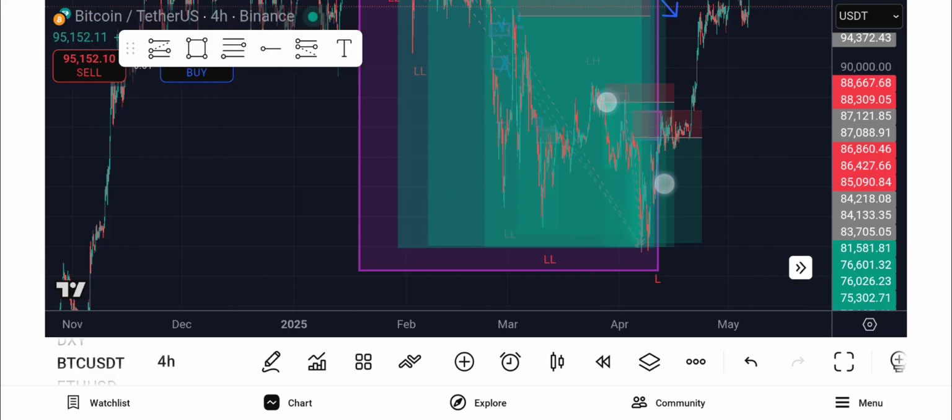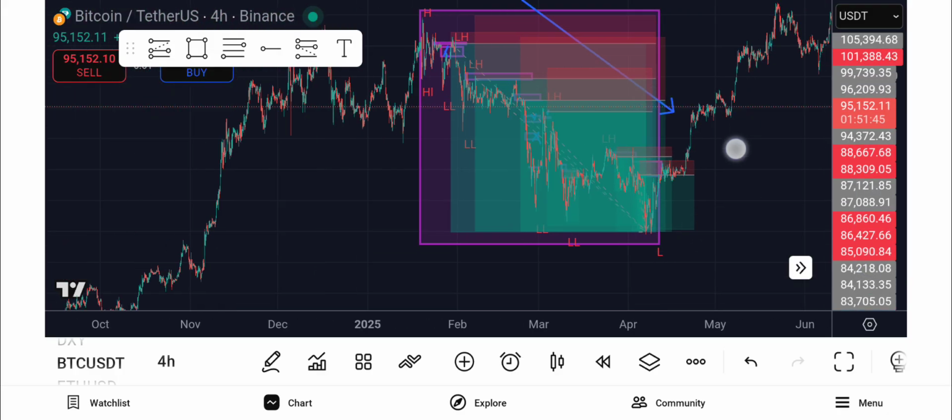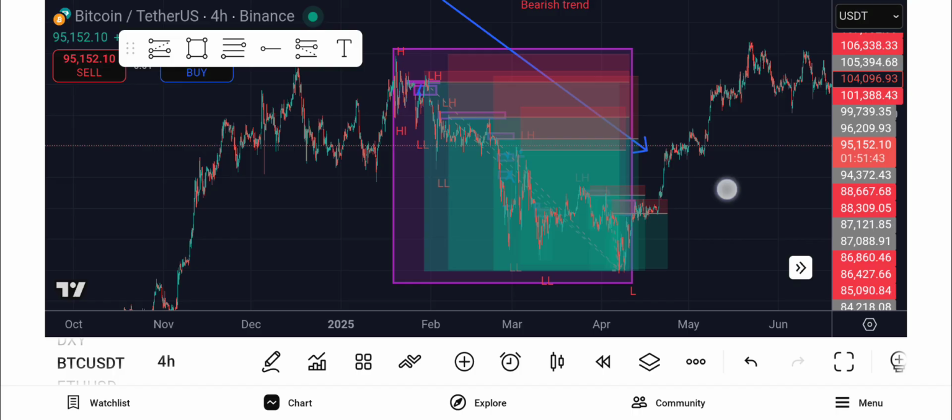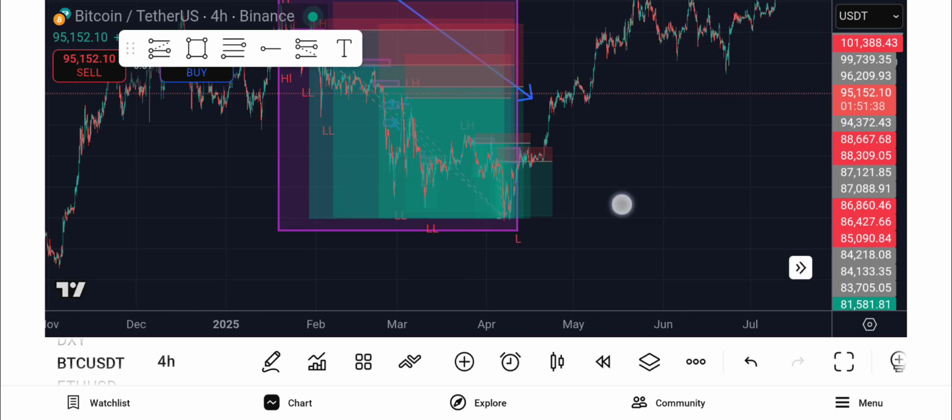You would have made more money than possible before price went back up. See? Fair value gaps are really easy. It's not really hard.